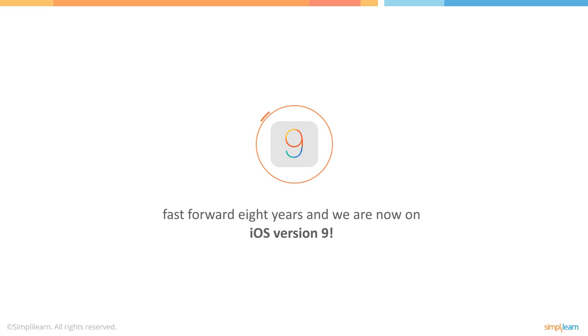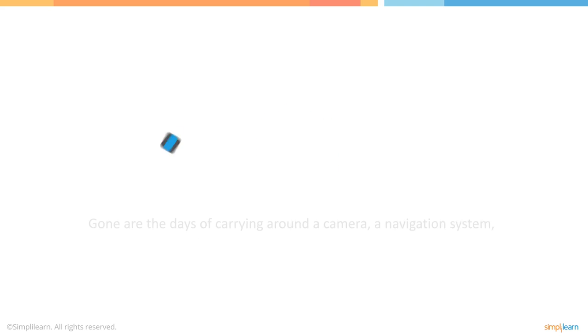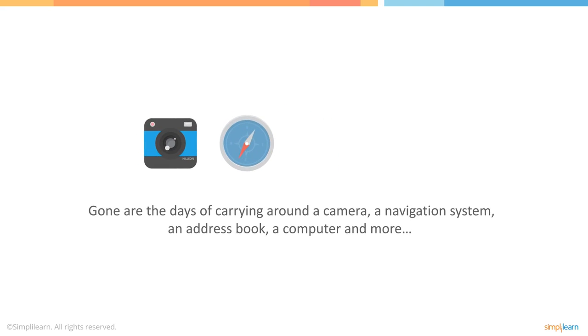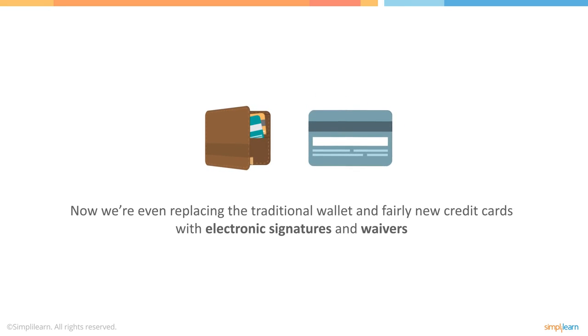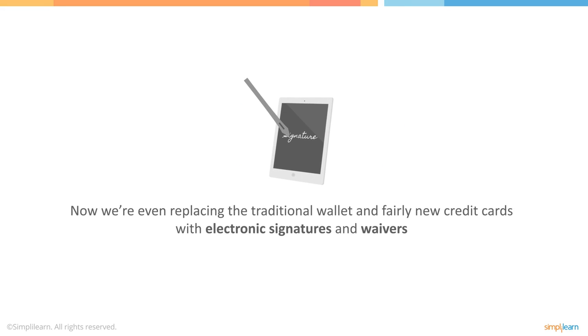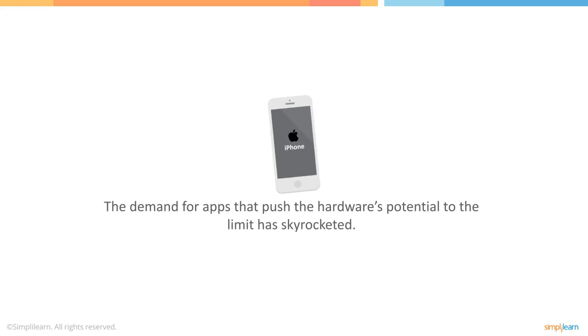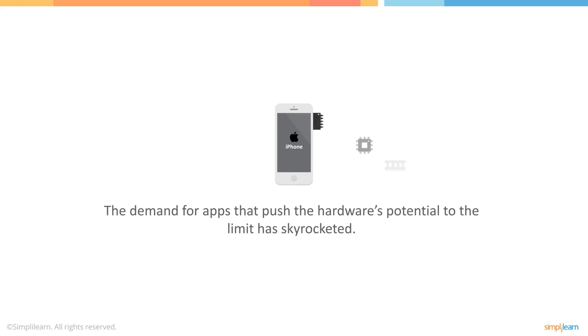Throughout those years, thousands of improvements have been made to the operating system, allowing the devices that run on it to replace more and more gadgets. Gone are the days of carrying around a camera, a navigation system, an address book, a computer, and more. Now we're even replacing the traditional wallet and fairly new credit cards with electronic signatures and waivers. Almost anything can be done with these devices in iOS 9, and the demand for apps that push the hardware's potential to the limit has skyrocketed.